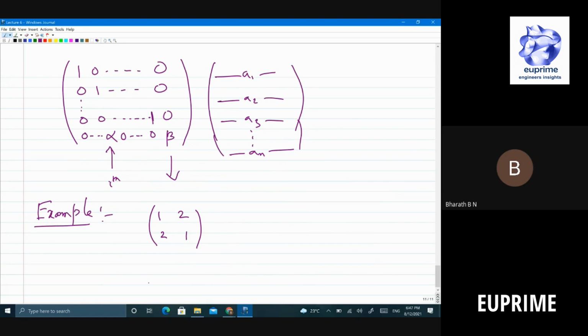Now I have to convert this into an identity matrix by using row transformation. So what do you think you should do? See, I already have 1 1 here, right? So I have to somehow ensure that I get 0 0. So what do you do? What should I do?